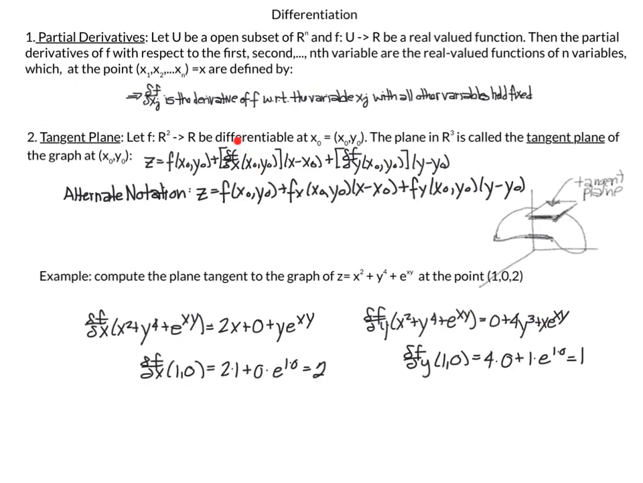And now, according to our formula, we need to evaluate our partial derivatives at x naught, y naught, x naught being 1 and y naught being 0.